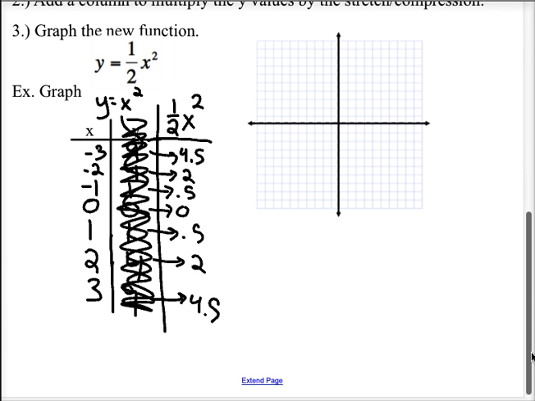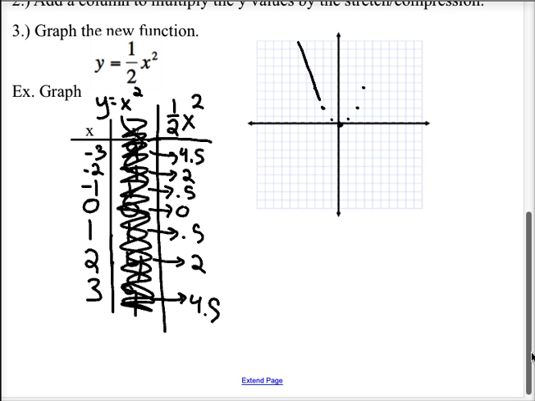So I have 0, 0. I have negative 1, 1.5 and 1, 1.5. I have negative 2, 2 and 2, 2. I have negative 3, 4.5 and 3, 4.5.